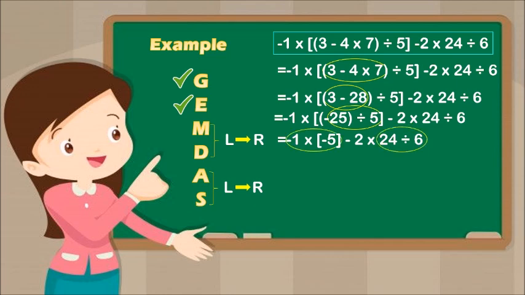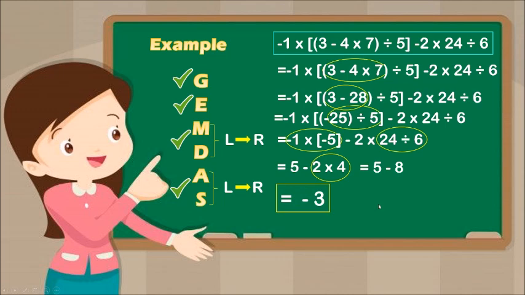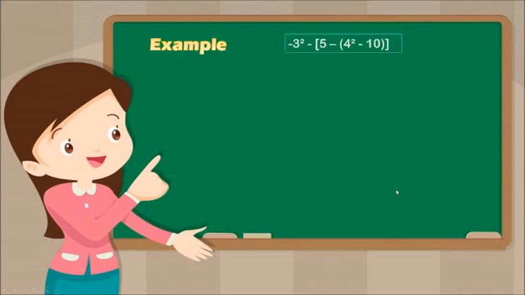So next is multiplication and division, whichever comes first. So we have multiplication and division. So that would be negative 1 times negative 5 is 5, minus 2 times 24 divided by 6 is 4. So again, multiplication. So we have 5 minus 2 times 4 is 8. So our answer is negative 3. Very good.